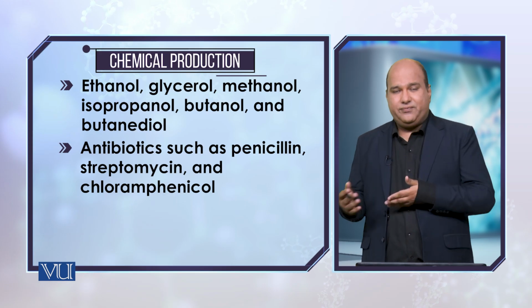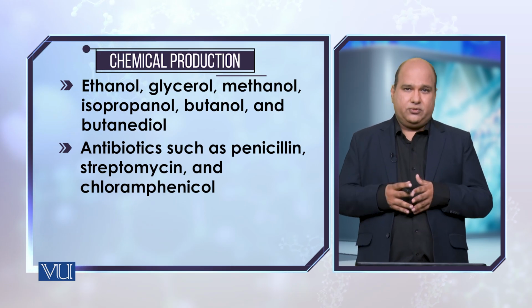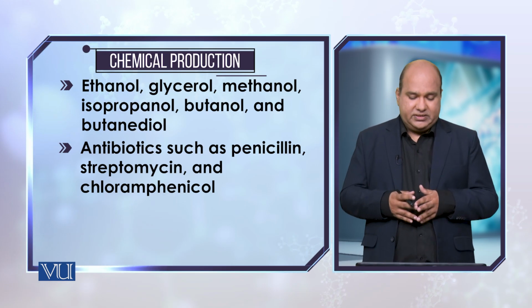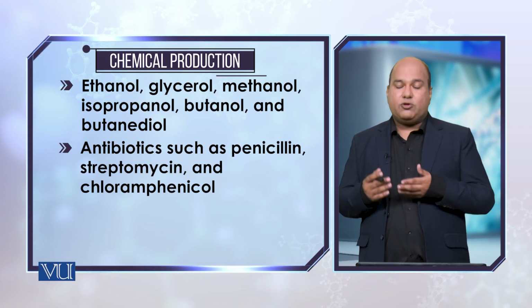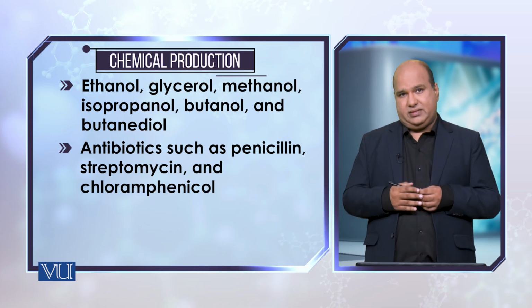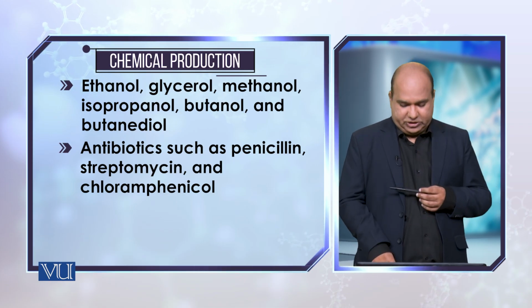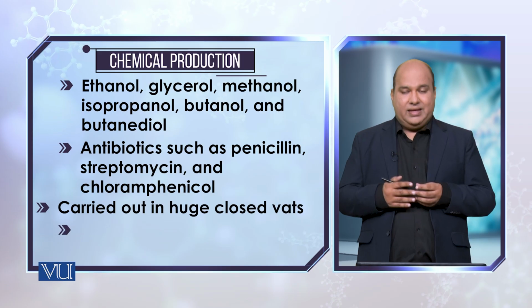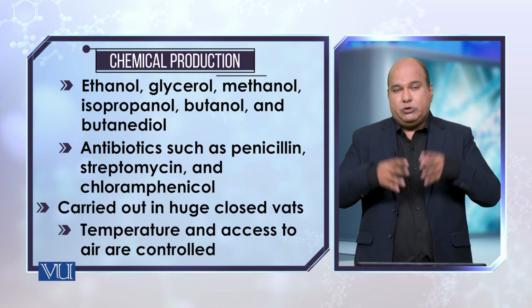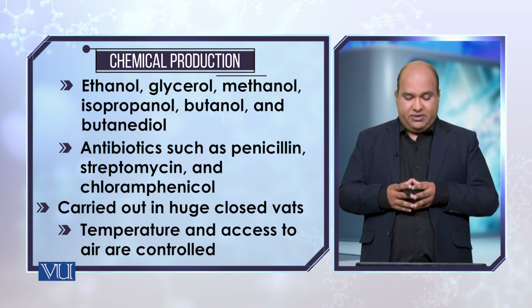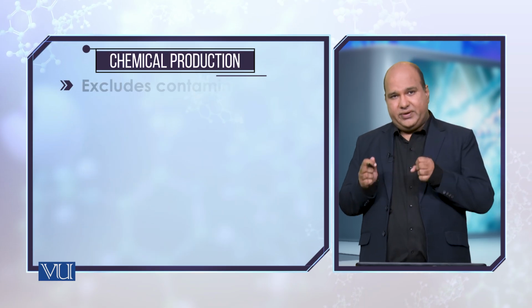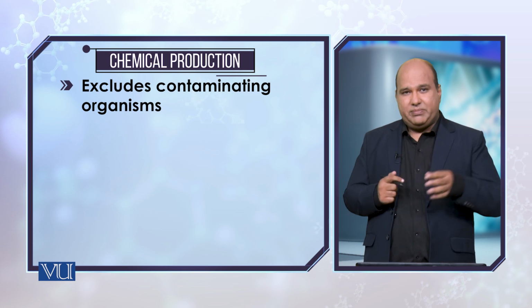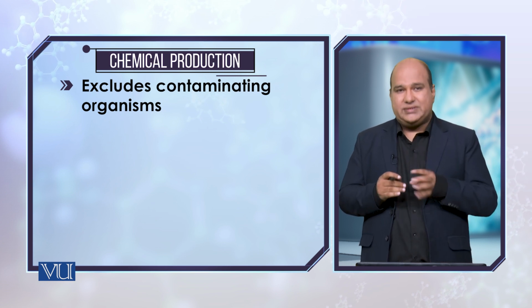And of course, in the medical field also, one of the industrial uses of fermentation is to make antibiotics such as penicillin, streptomycin, chloramphenicol. You can also make these antibiotics by the process of fermentation. These processes are carried out in huge chambers, huge vats, where the temperature is controlled, the pH is controlled, and every effort is made that the contamination is minimum, almost nil.